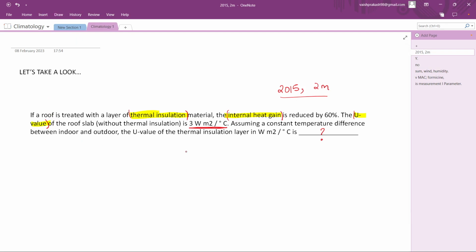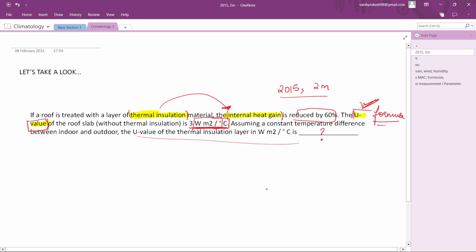So what it basically is trying to say is that there is a material, and if you understand the properties of this material and have this quantity of U value, you have a formula to calculate how the U value is being affected, because it's getting reduced by 60%. And the units that we see here is actually of U value, watt per meter square per degree centigrade. So this question is not at all scary, and if we simply understand the concept behind what the U value is, and like I said, the formula and the units, we'll be able to solve this quite easily.